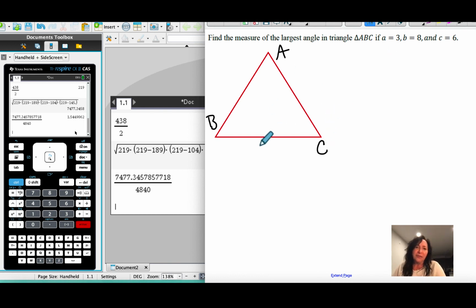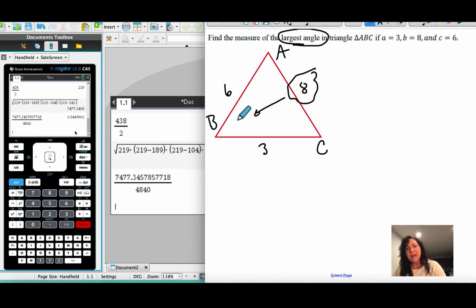So if little a is 3, little b is 8, and little c is 6, the largest angle is going to be opposite the largest side. My largest side is 8, so that means the largest angle is B. So I need B. All right, I don't have B. I don't have any of the angles.